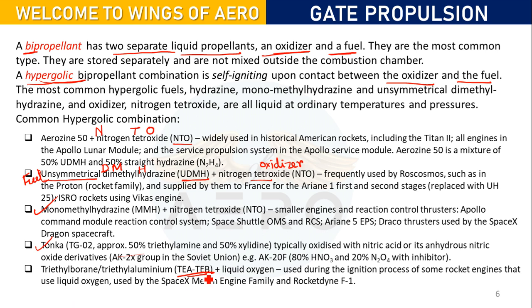Next comes another one, TEA-TEB. So what is TEA-TEB? It is triethyl boron and triethyl aluminum. I hope you are noting down the names. These are very, very important. Have you noted down?